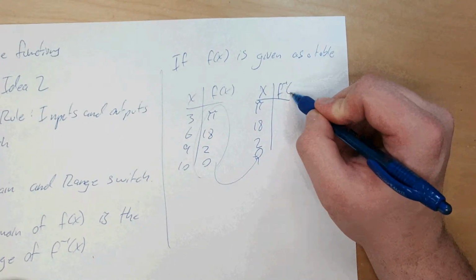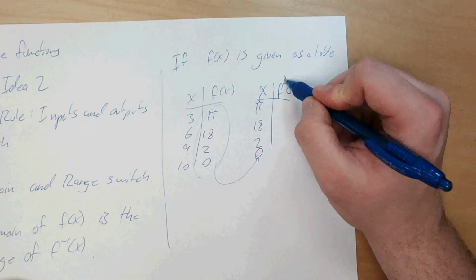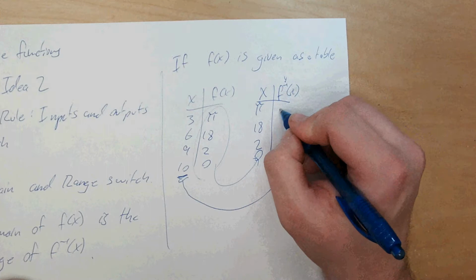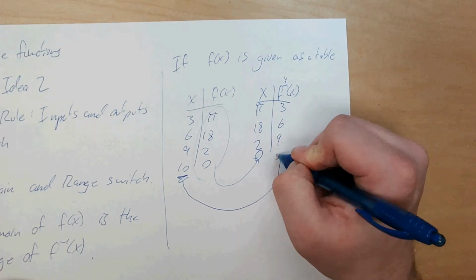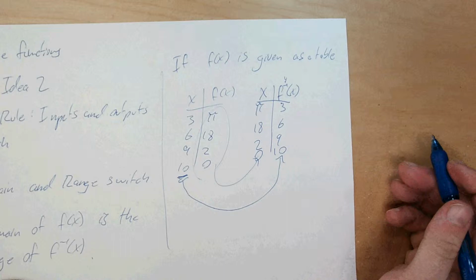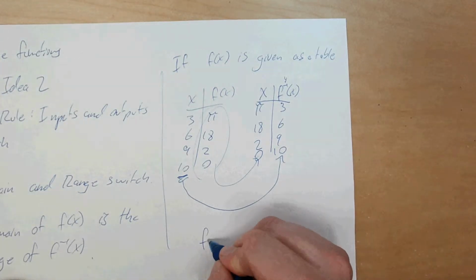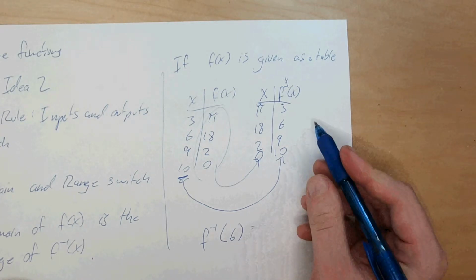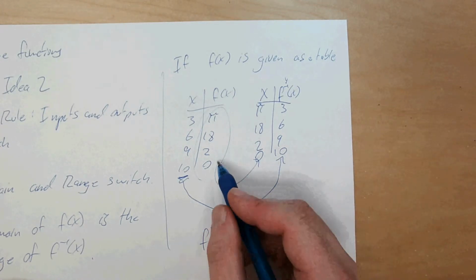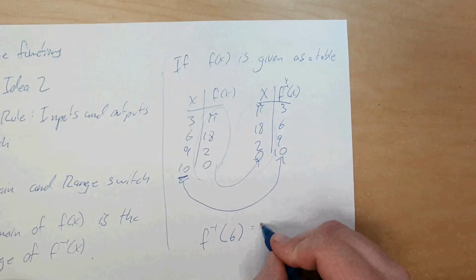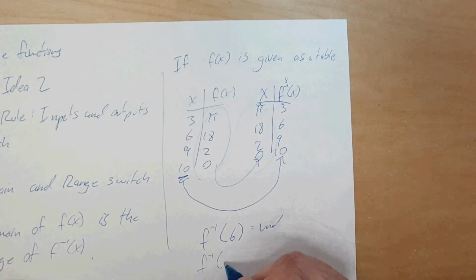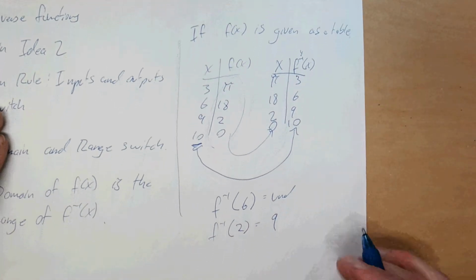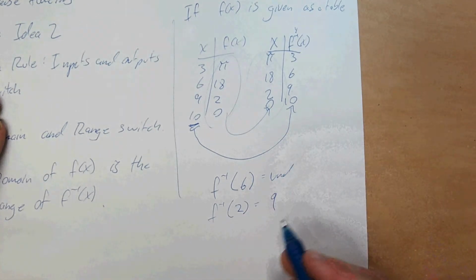And then my outputs for f inverse of x, the opposite of f, are just my old set of inputs, because my outputs and my inputs switch. So the outputs here will be 3, 6, 9, and 10. If I wanted to find f inverse of 6, that's not an input here, so it's going to be undefined. But if I wanted to find f inverse of 2, that would just be 9. And note, this is a really important consequence.